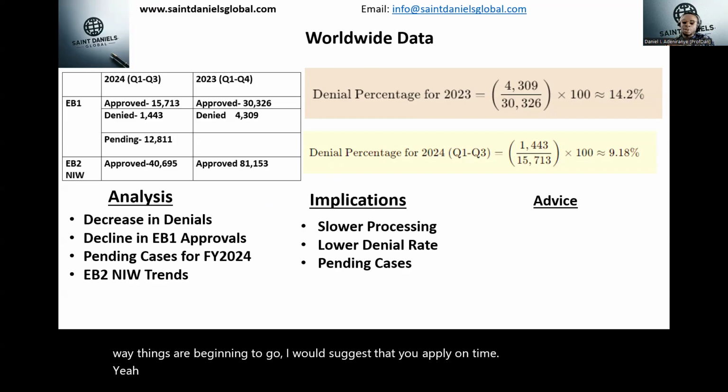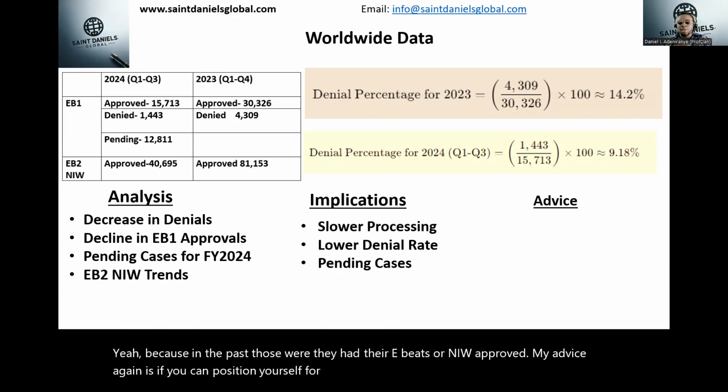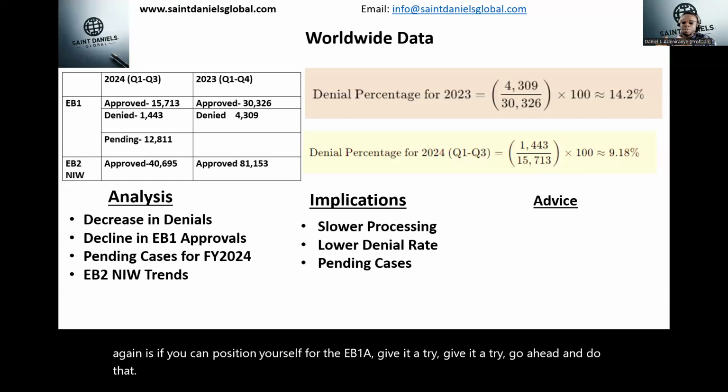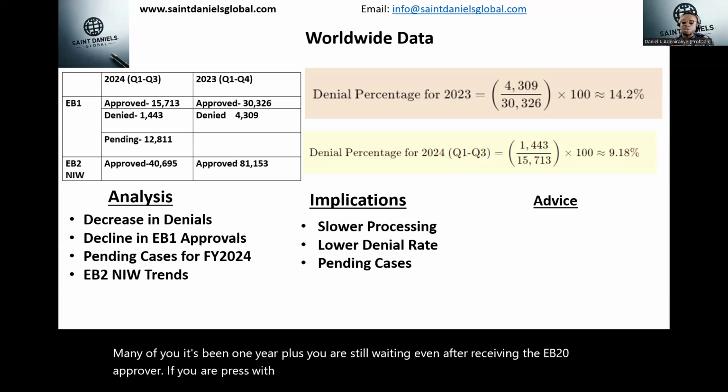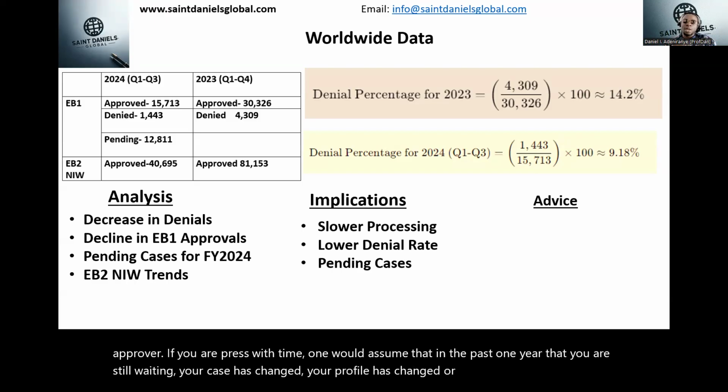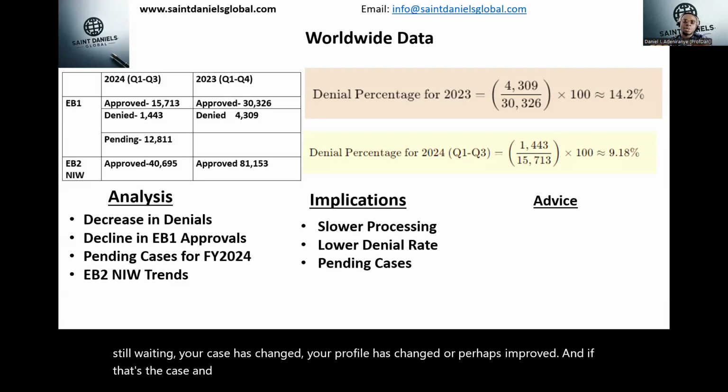Because in the past, for those who already had their EB2 NIW approved, my advice again is, if you can, position yourself for the EB1A, give it a try, go ahead and do that. For many of you, it's been over a year and you are still waiting even after receiving the EB2 NIW approval. If you are pressed for time, one would assume that in the past year that you've been waiting, your case has changed, your profile has changed, or perhaps improved. If that's the case, and you see that you've possibly positioned yourself for the EB1A, why not go ahead and give it a try and apply now?